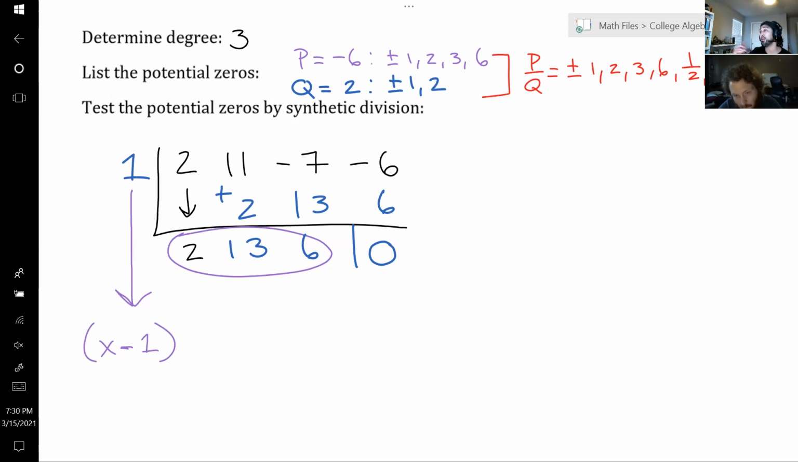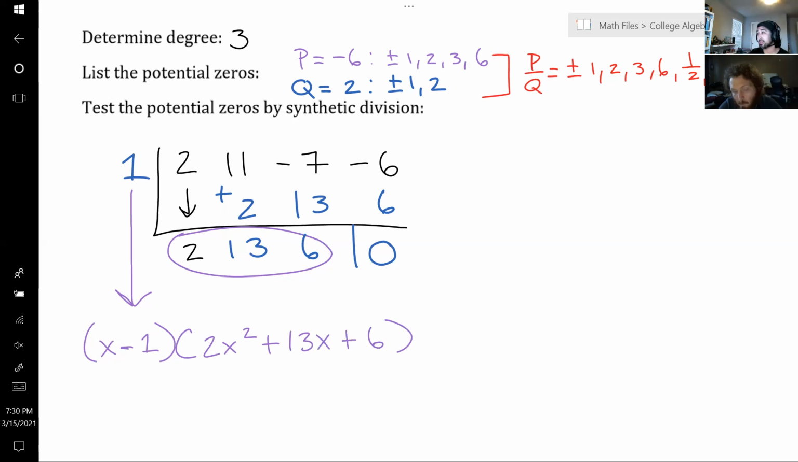So remember, when we do synthetic division, we reduce the powers by 1. So when I rewrite the quotient, what am I going to start with? 2x squared plus 13x plus 6. Very good. 2x squared plus 13x plus 6. Okay.